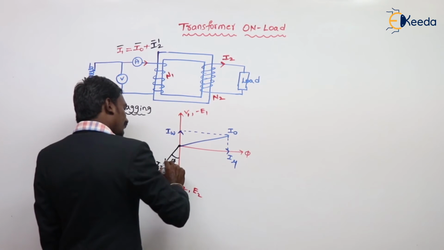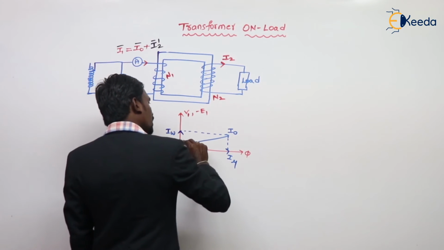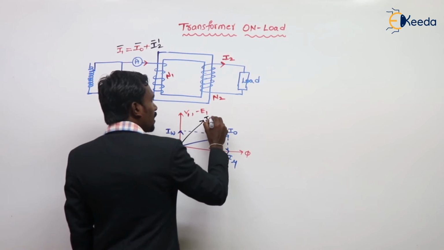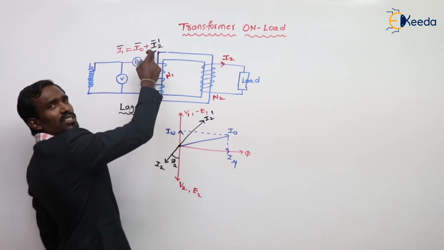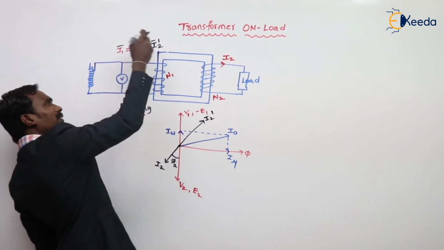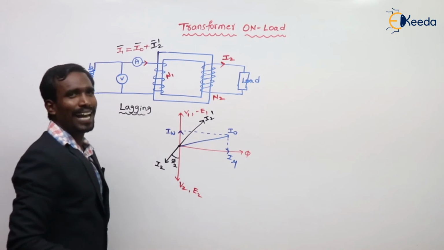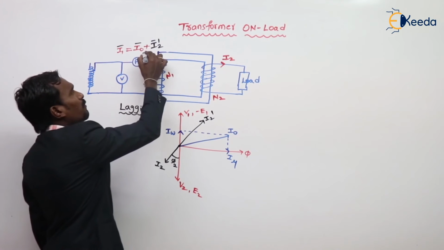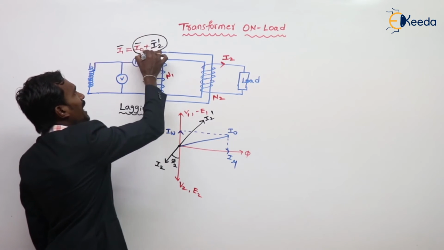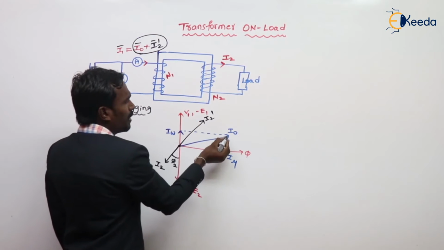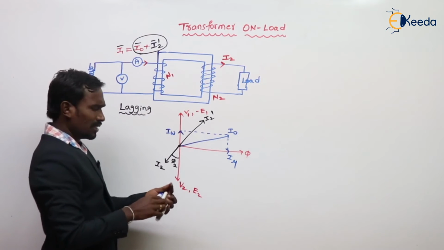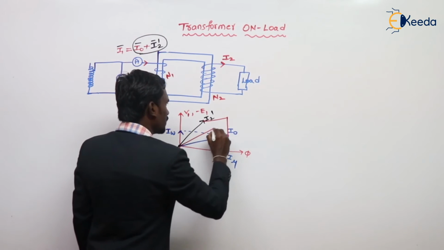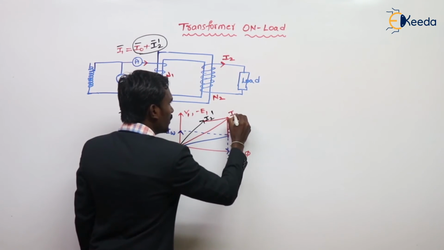And in the direction opposite to I2, 180 degrees, the current is called I2 dash. The vector sum of I2 dash and I naught is equal to I1.